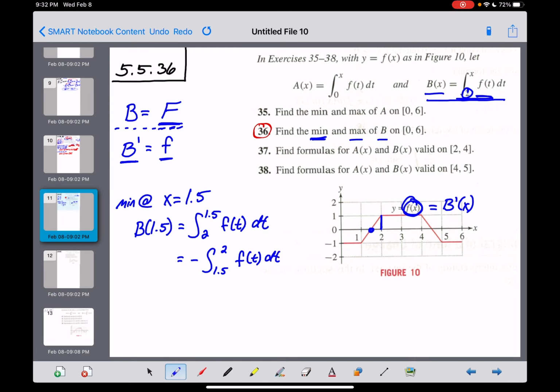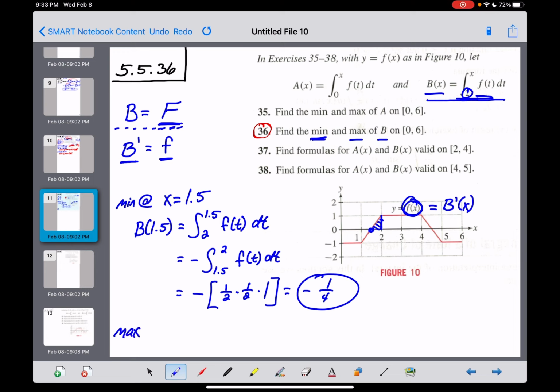So that is now going to be the opposite of, and here we go, guys, the area of that region right there, which is 1/2, it's a triangle, times a base of 1/2, times a height of 1. So that's going to be a negative 1/4 now for the minimum value of b on that region. And then, let's keep going with it, we need to find a maximum value here.